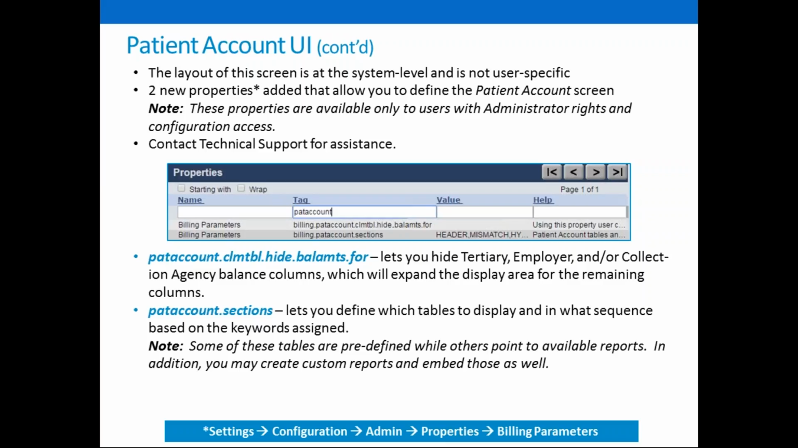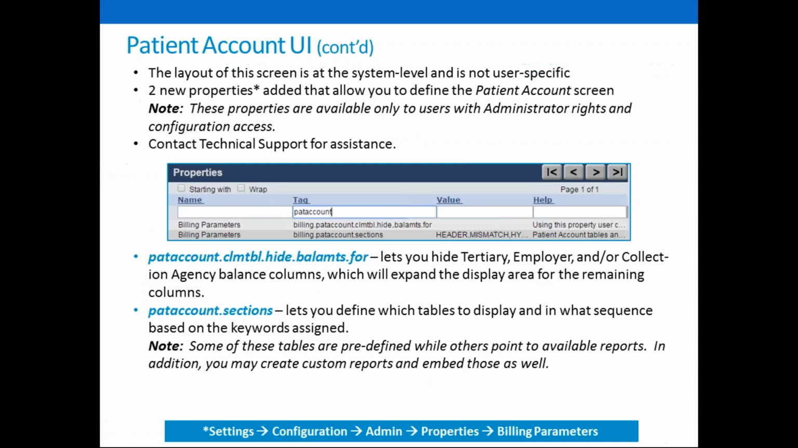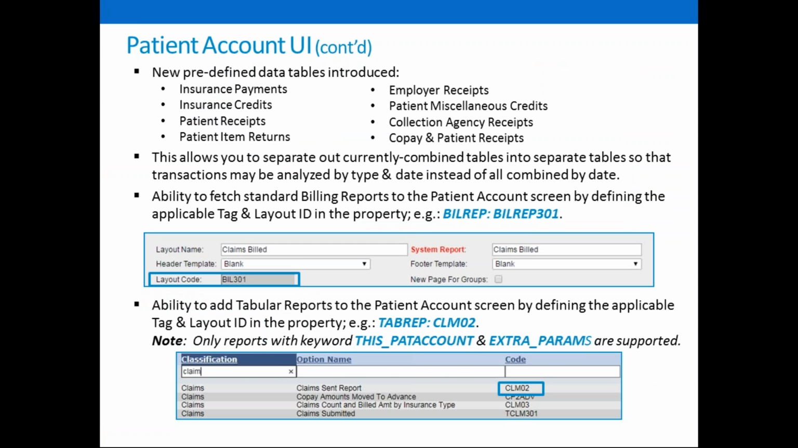Now, the patient account sections is with regards to the tables of data, such as your claim table, your penalty invoice table, all these different grids where you have a lot of columns of data specific to that particular transaction. Well, with your upgrade, you are going to have new predefined tables available. Now, these tables are going to be available, but by default, you will not see them on your account screen. So you do have to decide if you're going to want to use them. This is part of the customization open to you now.